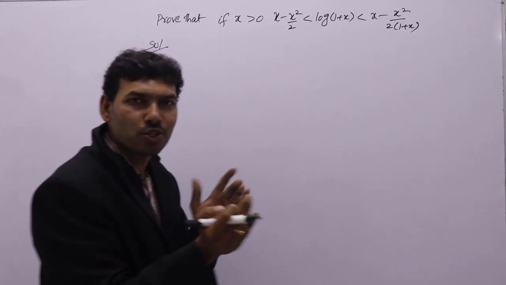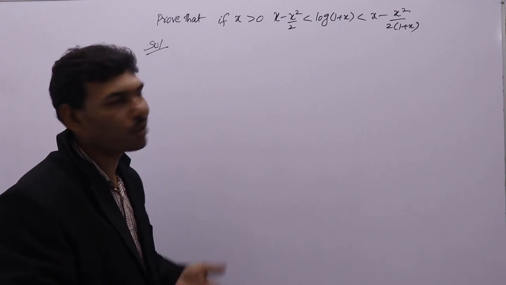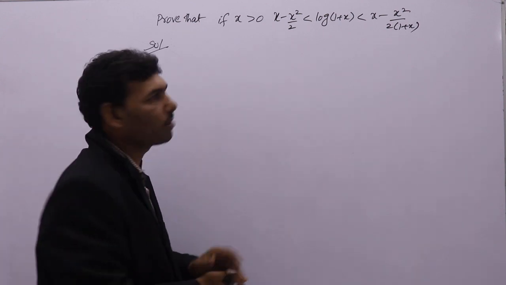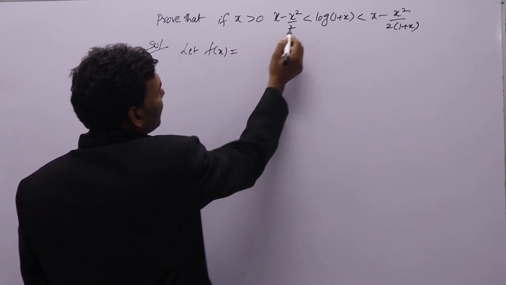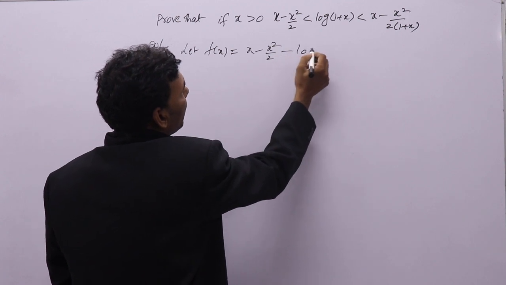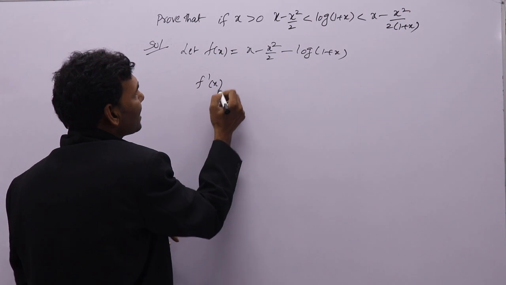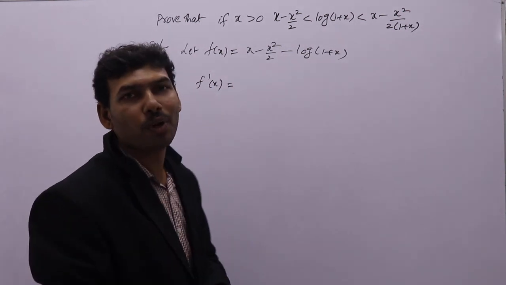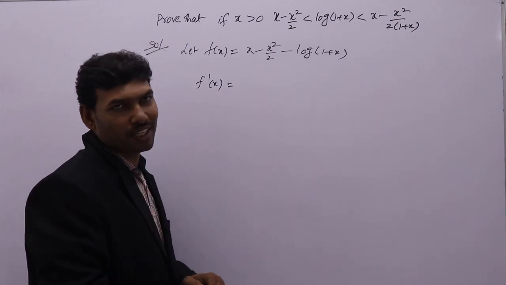If you combine the first part and second part, you will get the complete inequality. That is the technique I am going to apply to prove this inequality. For that, first I am assuming f of x equals x minus x squared by 2 minus log 1 plus x. Now, to prove this as a decreasing function, I need to prove f dash of x is negative. For that, I am finding f dash of x.